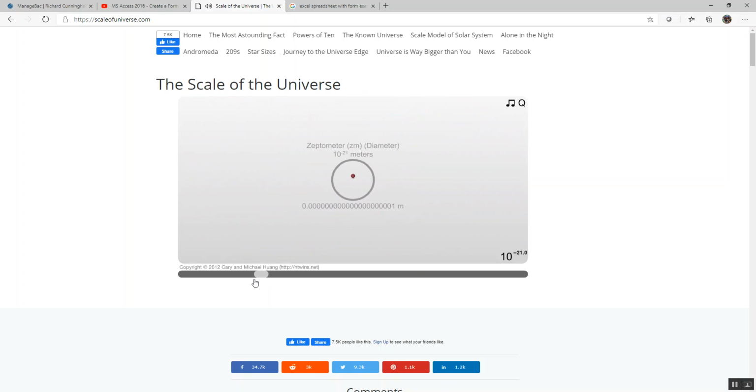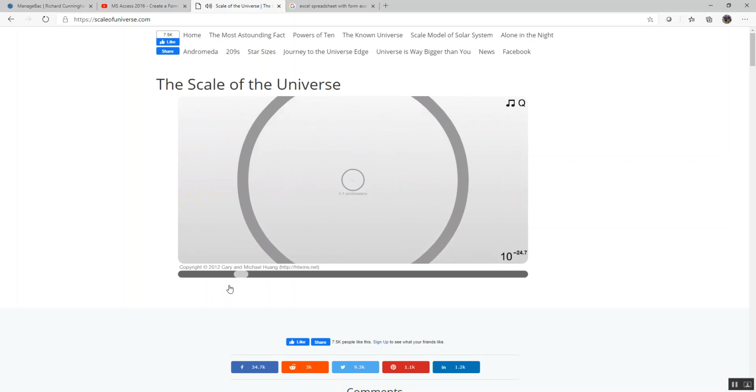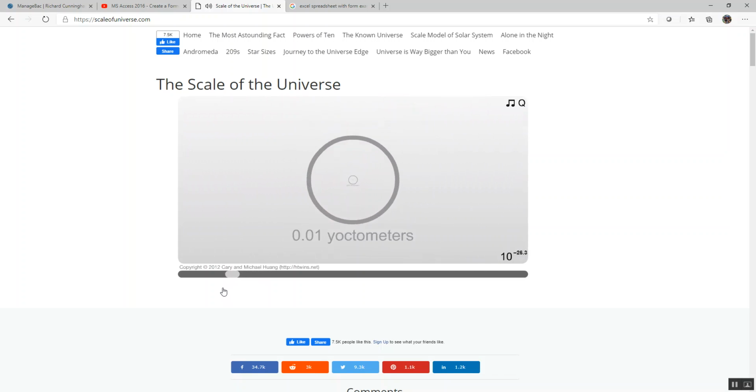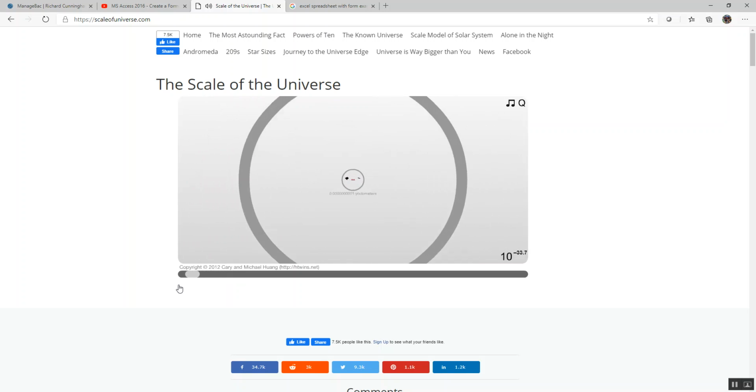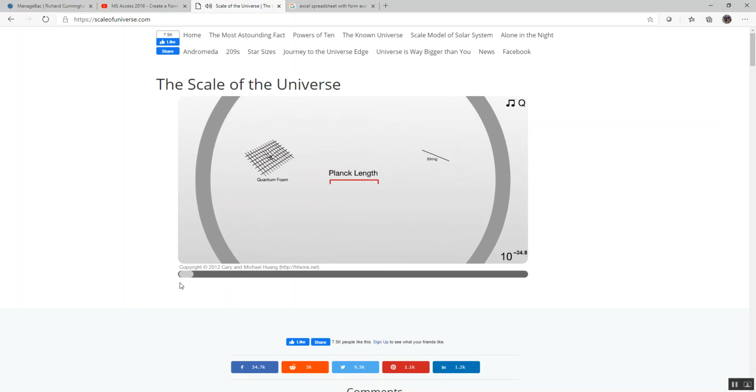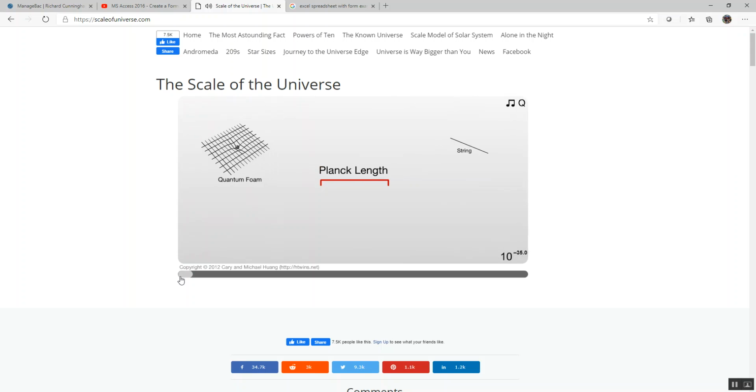And then I think at some point, it keeps getting smaller. There's not much here to really look at because it's so small. But if we keep going, we get down to this stuff, which if you study physics at university, you will deal with quantum mechanics and quantum foam, string theory, and Planck length. Extremely small. It's the stuff that makes up everything, basically.